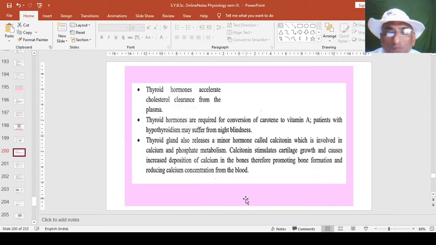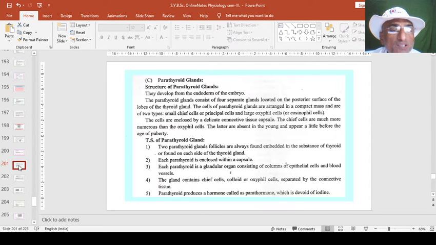So this is about the thyroid gland. We will see about the other glands in our next lecture. Till now we will conclude here our speech, but I would like to show you one more slide before concluding it. One more slide is on the parathyroid gland, because the thyroid gland is responsible for the control of growth mainly. So the structure of the parathyroid gland and its function we will see.